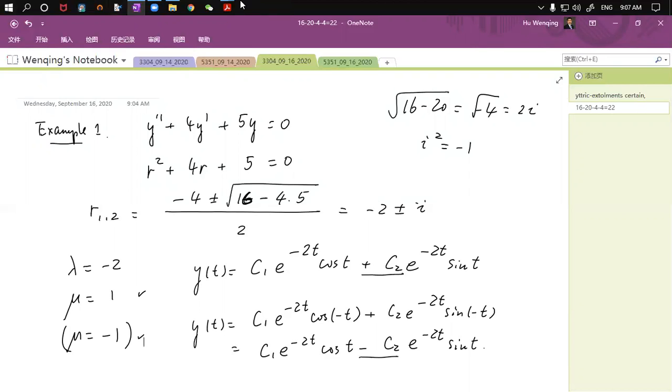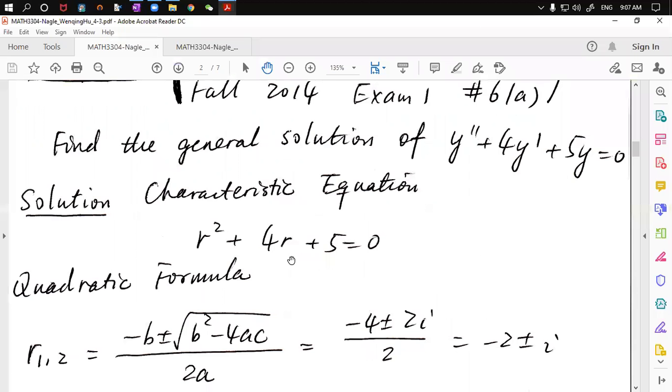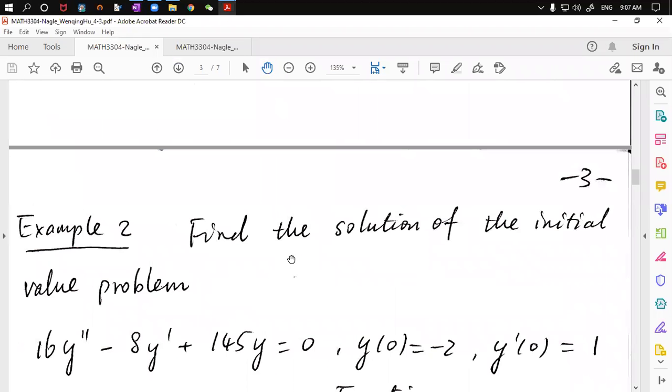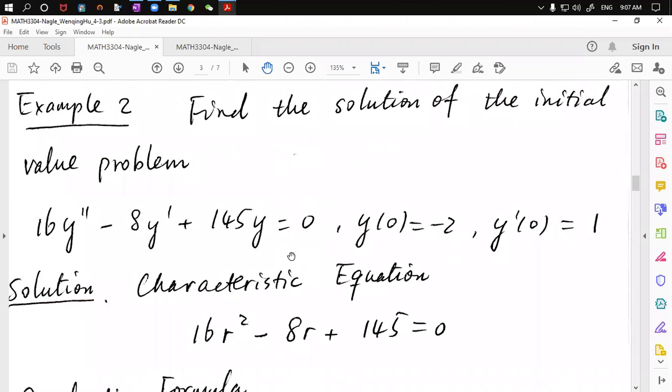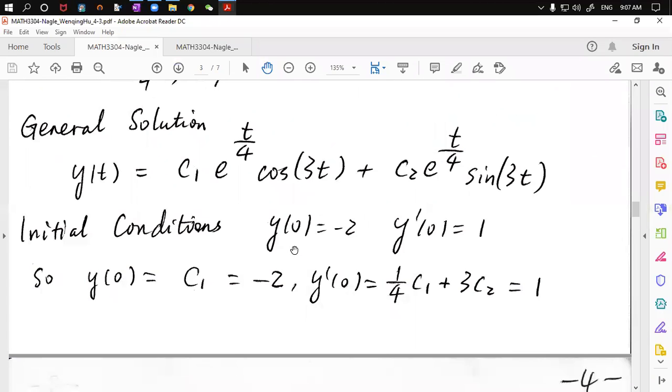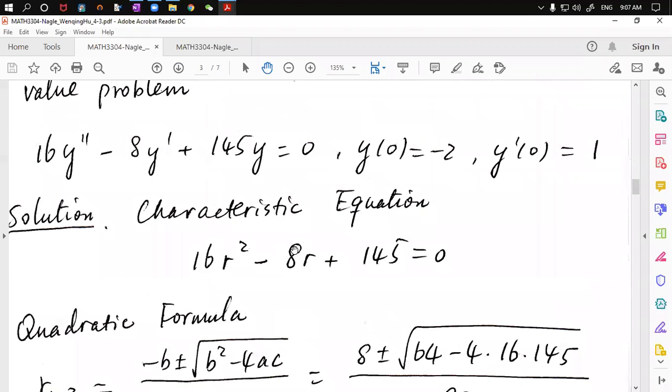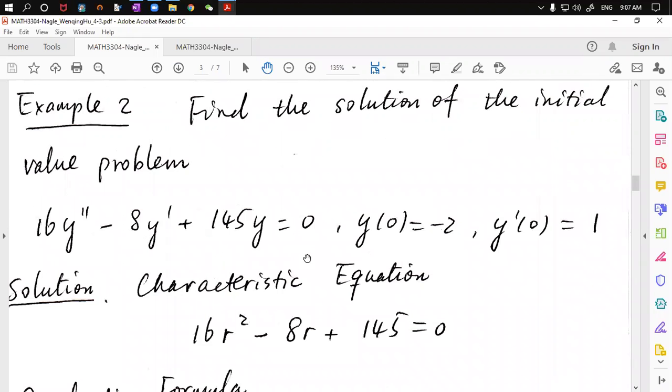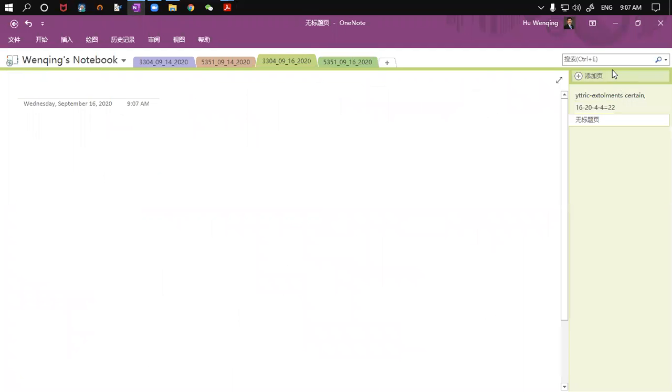Okay, so let's work out another example. Here's one more example. This example asks: can you find the solution of an initial value problem? It's a nice initial value problem, and you want to find its solution. So, the second example.